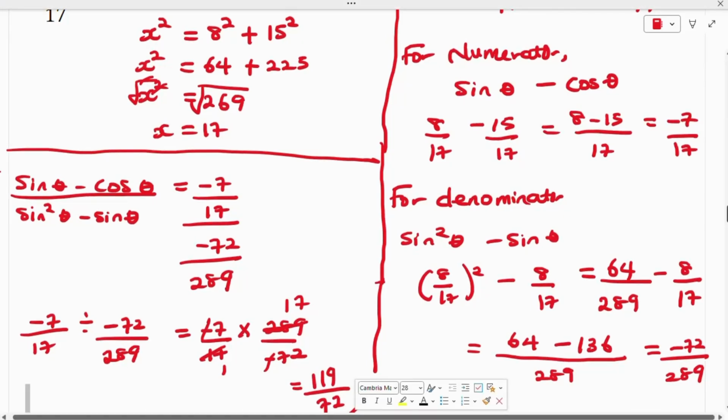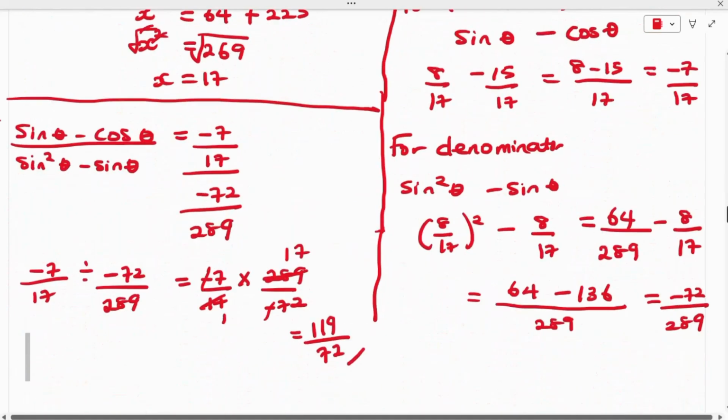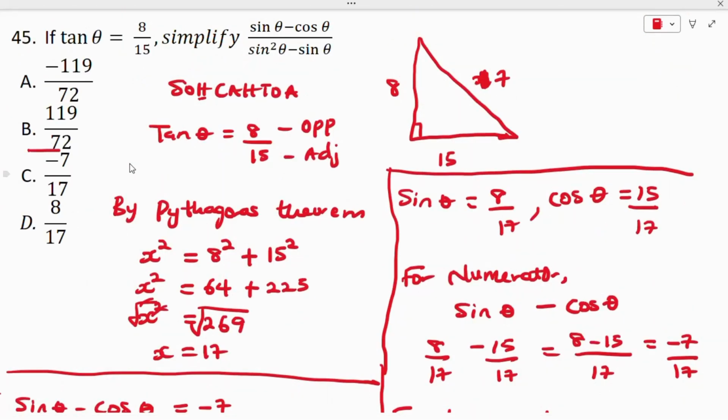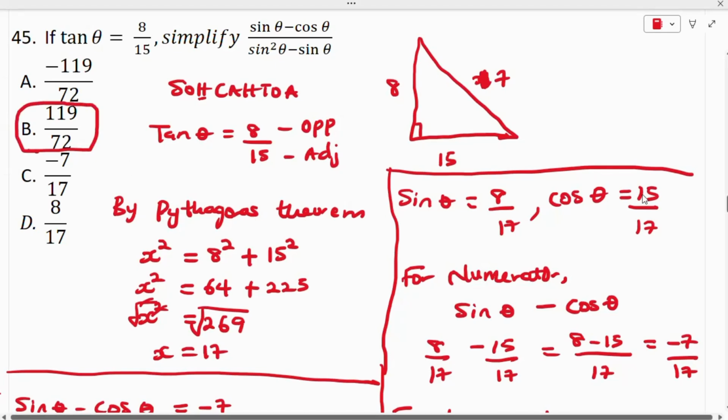All right, so let's take a look at the options. We have 119 divided by 72. So from here we have B to be the correct option. Let's go into the next question.